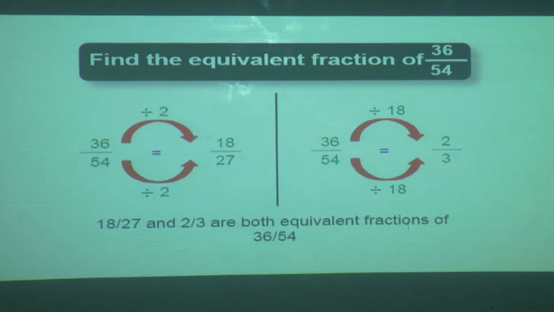Find an equivalent fraction of 36 upon 54. I think you are finding that it is a big, large number in the fraction form. Yes, I already told you we can go by two methods, that is one by multiplying and one by reduction, that is nothing but the division method. So our given fraction is 36 upon 54.